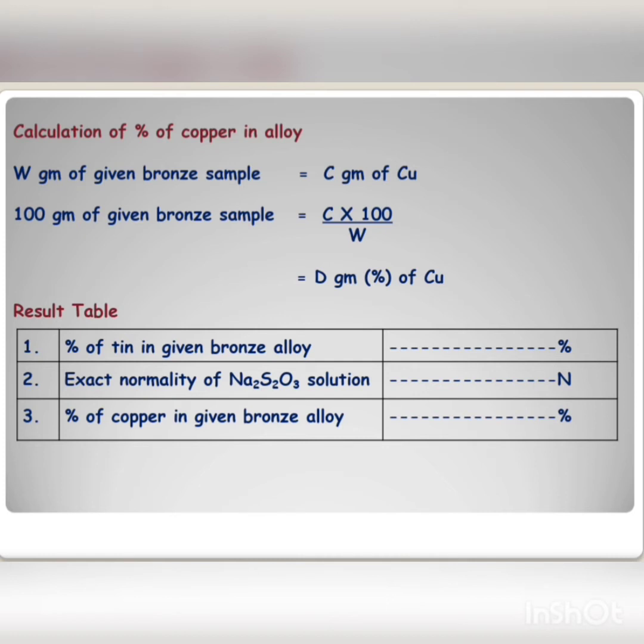W gram of bronze sample contains C gram of copper, therefore 100 gram of bronze sample contains how many grams of copper? Here also we will just do the cross multiplication, and we can formulate the result table as: first point is the percentage of tin in the given bronze sample. Second point is the exact normality of sodium thiosulfate solution, and we will write it in normal units. Third point is the percentage of copper in the bronze alloy. Okay, in this way we can do this experiment.